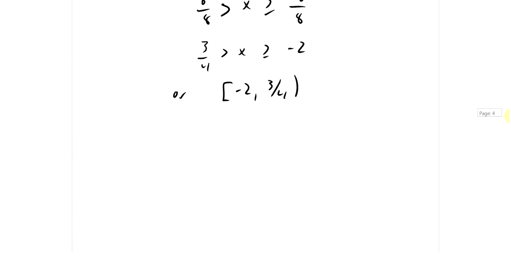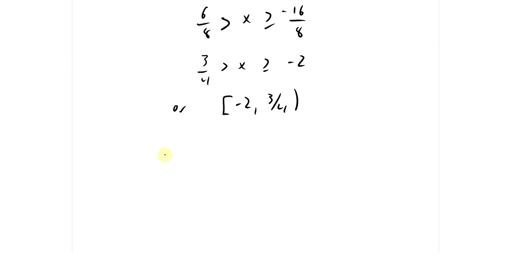And then we can graph it, of course. This is interval notation. And then we can graph it. We want to start at minus 2, minus 1, 0, 1, and 3/4 will be in here somewhere. And we'll go back to red. We include minus 2. We do not include 3/4, and we include all the numbers between minus 2 and 3/4. So there's our graph of the solution.